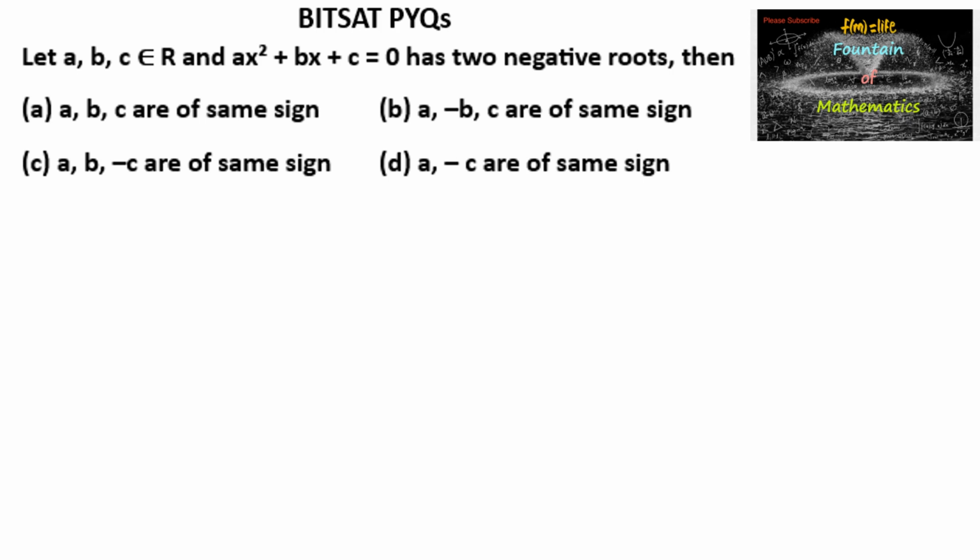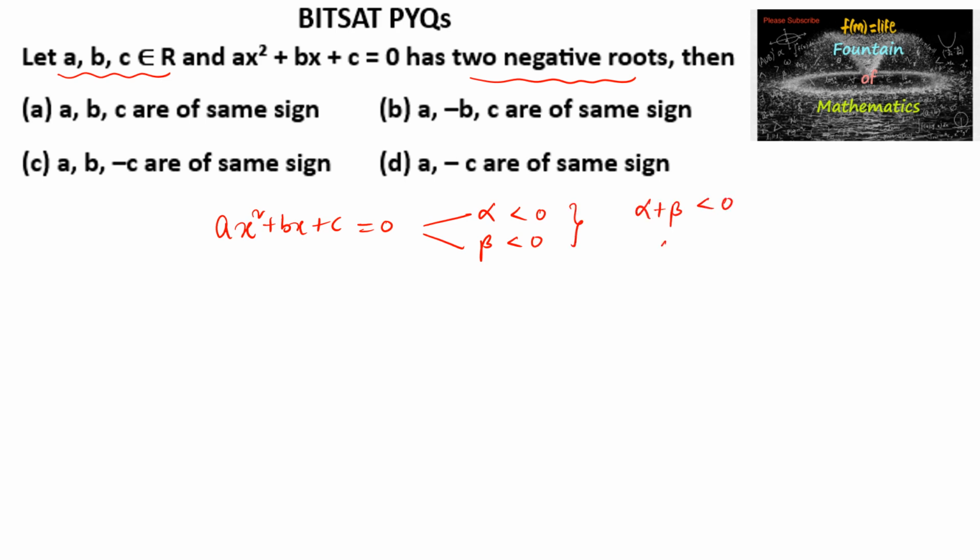Given a quadratic equation ax square plus bx plus c is equal to 0 has two negative roots, for a, b, c belonging to real numbers. So it has two roots alpha and beta, both negative: alpha less than 0, beta less than 0, which implies the sum of the roots is negative and the product of the roots is positive. So the sum of the roots, minus b upon a, is negative, and the product of the roots, c upon a, is positive. So minus b upon a is negative, which implies b upon a is positive.